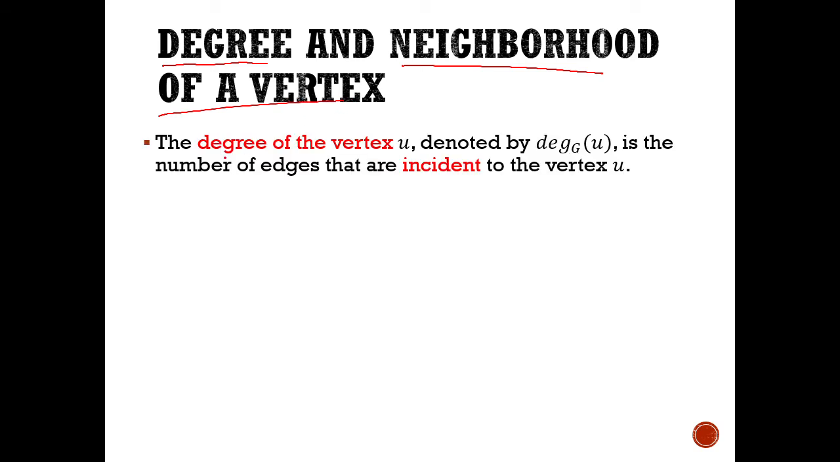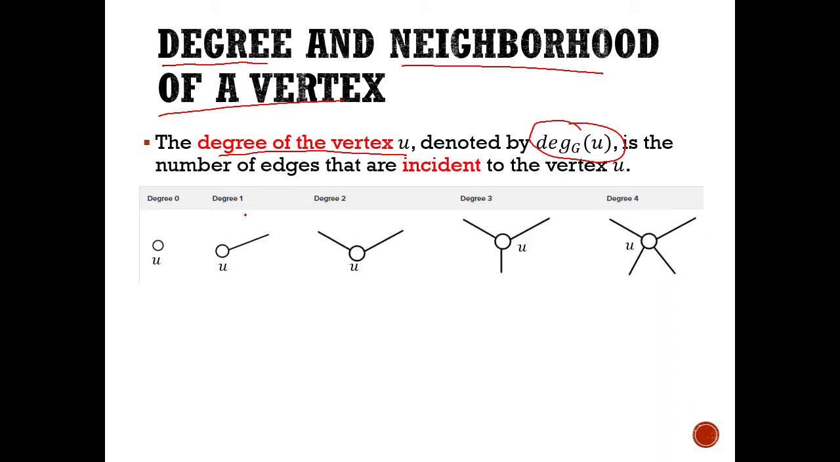Okay, let's continue. Now we define the degree and neighborhood of a vertex. When we say degree of the vertex, denoted by this symbol, it is the number of edges that are incident to the vertex U. If the vertex U has degree 0, there is no edge attached to it. If it is degree 1, there is one edge attached to it. Degree 2, two edges. Degree 3, and degree 4.